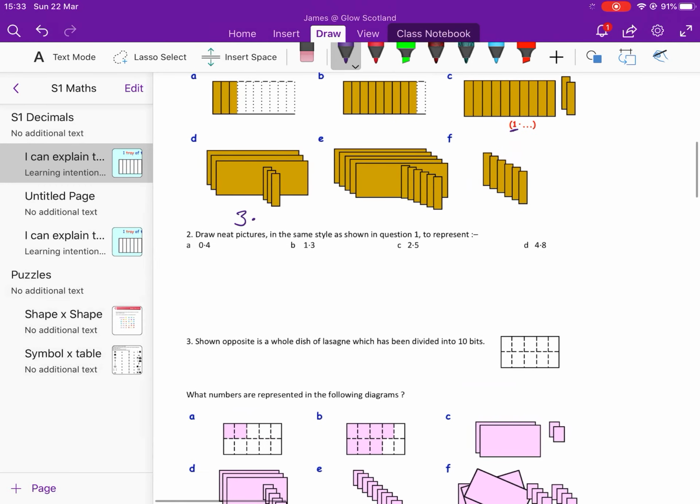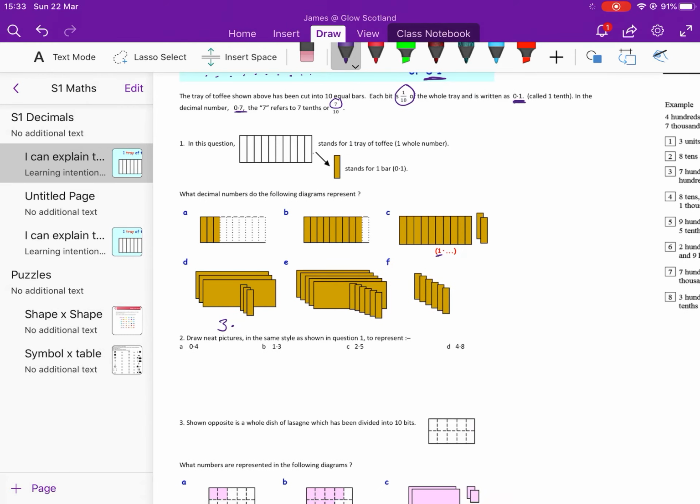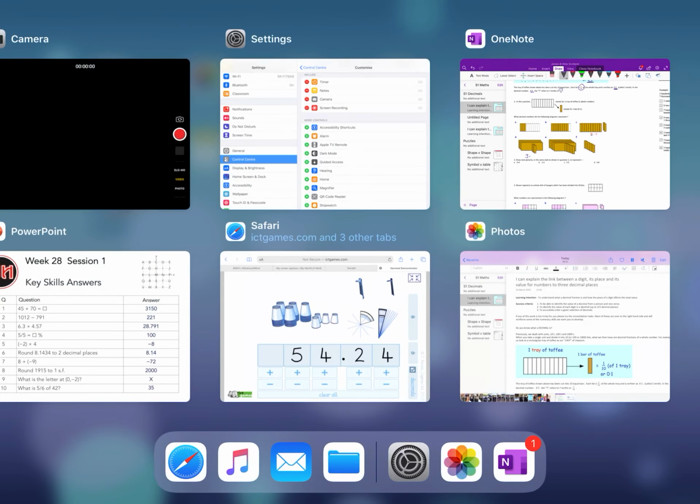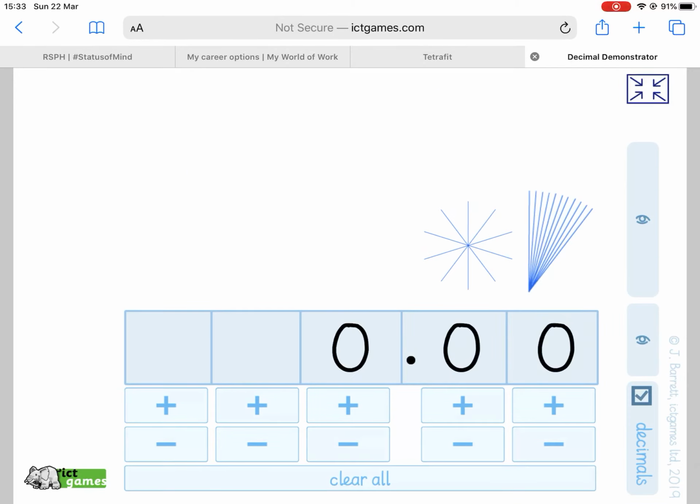When it says draw neat pictures of these styles, then I would like you to do that, but what I've also got, which might be quite nice to show you, is I've put this link down the bottom of the page. This is an online decimal demonstrator. So here if I add 1 into the units column, you get 1 cup, so it uses cups to represent here. If I add another one, I'm going to get 2 cups, 3 cups, and you get the idea.